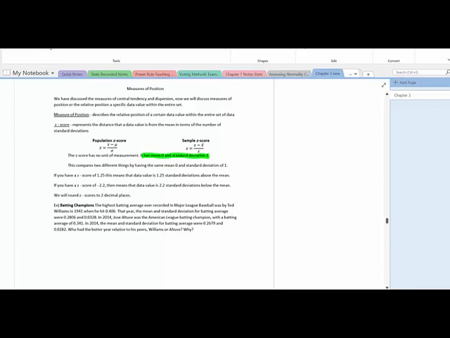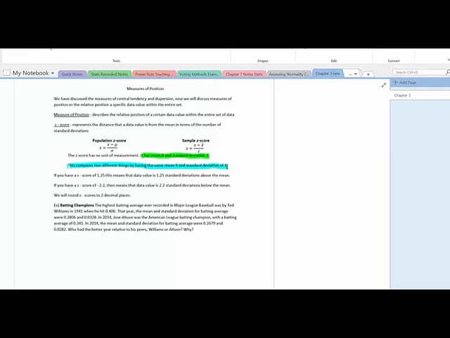So why do we use z-scores? This compares two different things by having the same mean of 0 and a standard deviation of 1. In other words, instead of trying to compare apples to oranges, we're trying to set it up so that we can compare apples to apples.